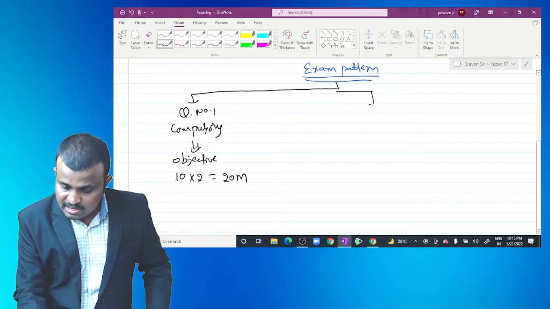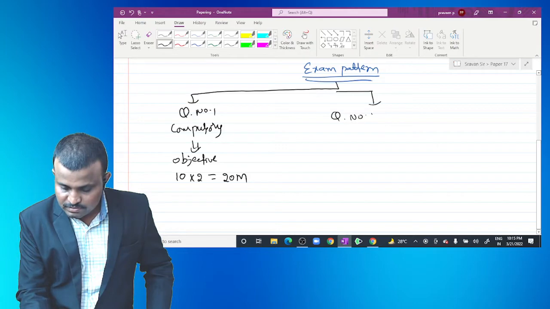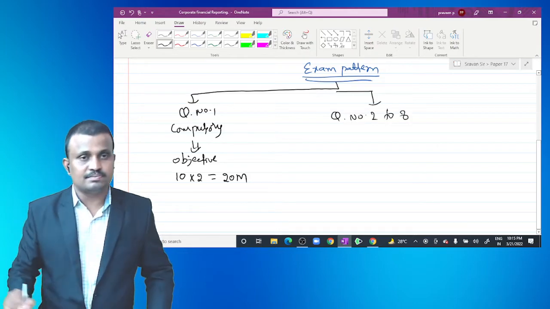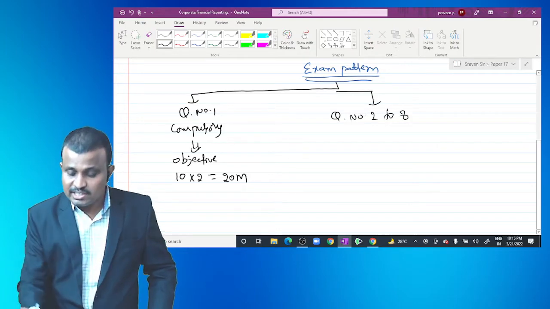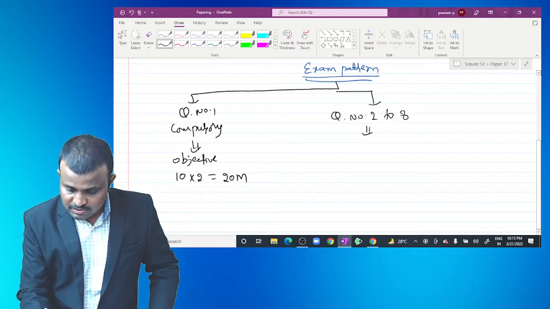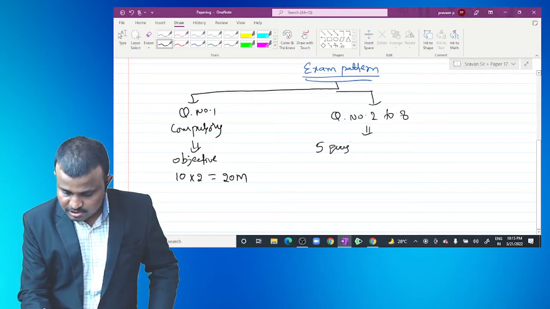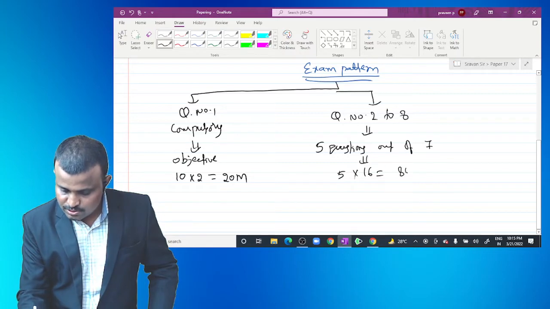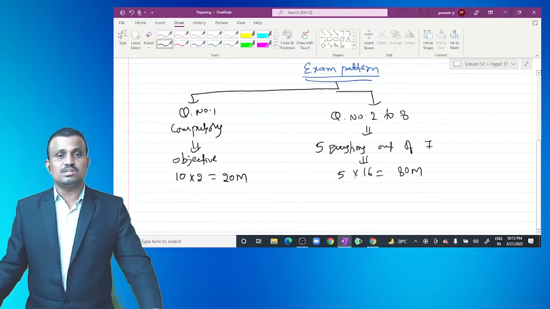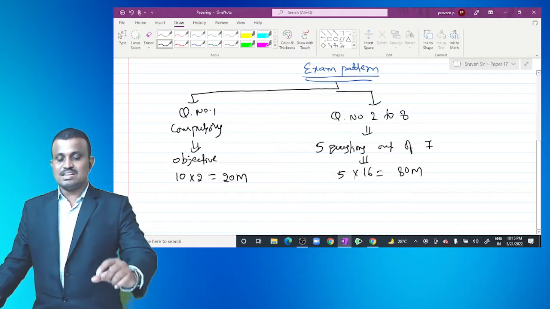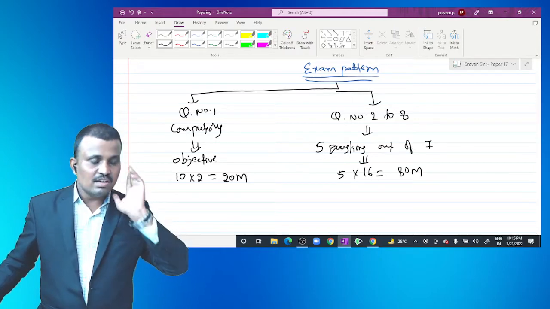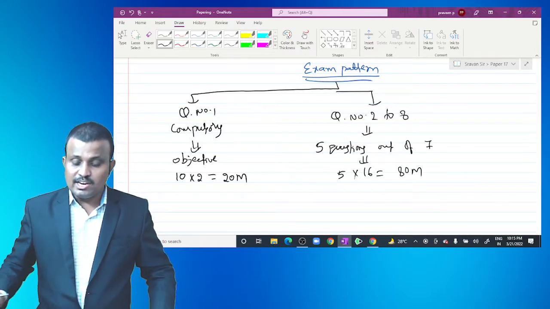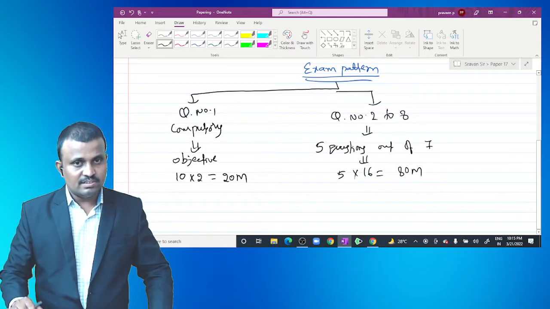And the remaining questions are question number 2 to 8. Out of that, we have to write 5 questions out of 7, and each carries 16 marks, total 80 marks. So this is the pattern of the exam relating to Paper 17.